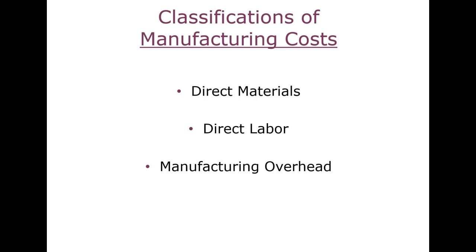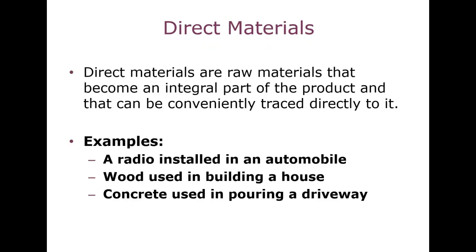In the manufacturing area, there are 3 main types of cost: direct materials, direct labor, and manufacturing overhead. Now, as to direct materials, these are raw materials that become an integral part of the product, and that can be conveniently traced directly to that product that you're producing. Examples would include a radio installed in a car, wood used in building a house, concrete used in pouring a driveway. So as you can see, these are the main materials included in making an item, whether it's something on the production line or a building.